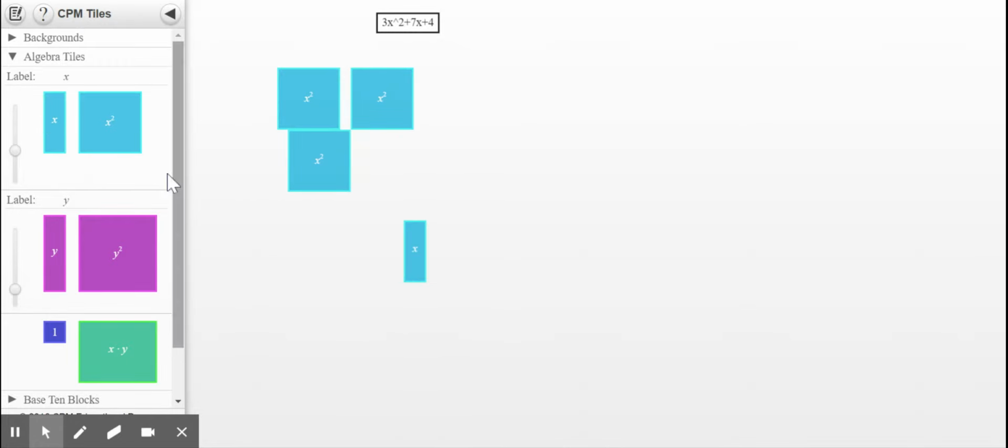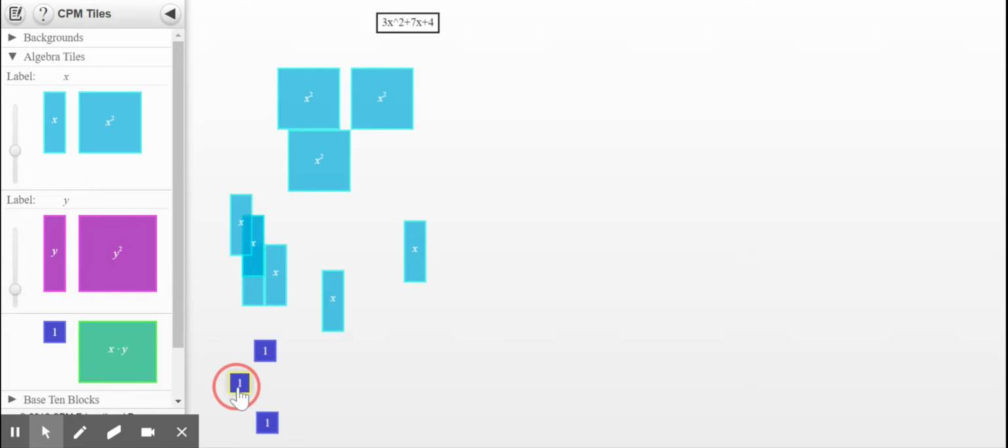So I'm just going to grab 7x's. And then we have 4 unit tiles. I'll grab these. And our goal is, is it possible to arrange these tiles in a composite rectangle?